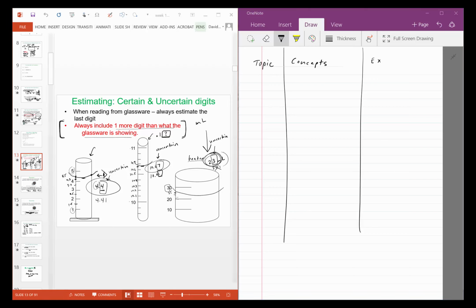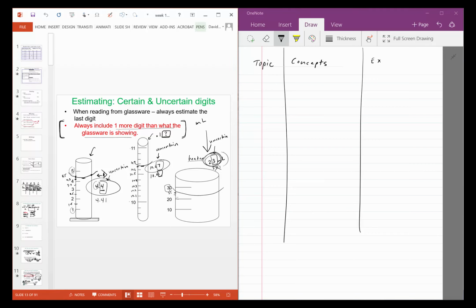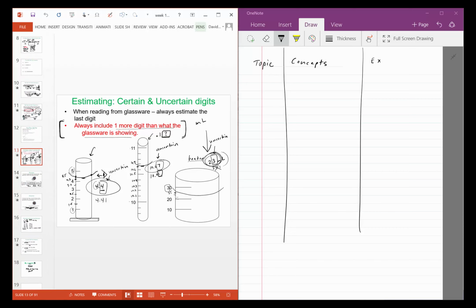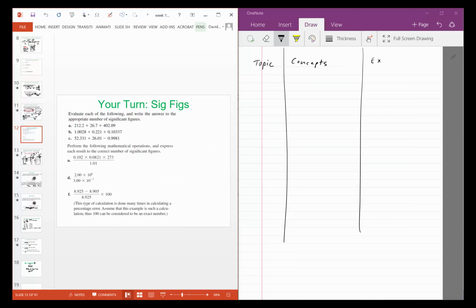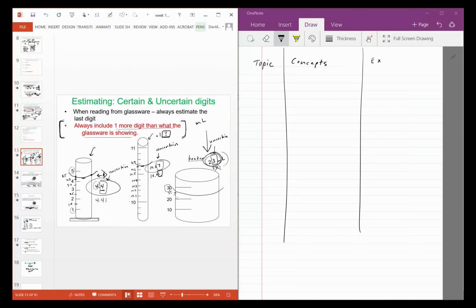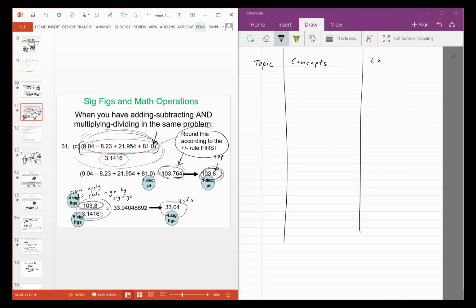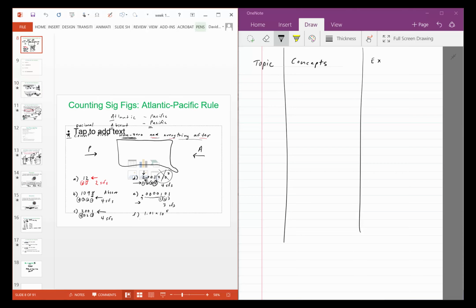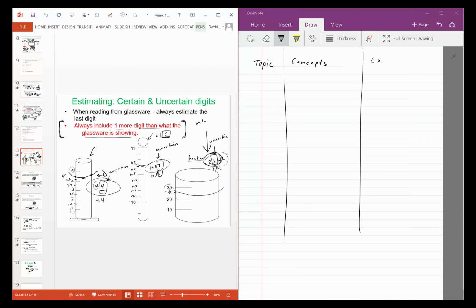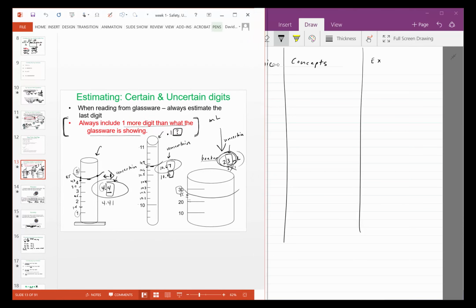So if you go in your notebook, these are my PowerPoint slides from class, and one of the first things you might see are sig figs. This is like our second day of school, I think. And so, I mean, you may not want to put these. These are just the simple rules for me. We've been doing this the whole year, right? So you don't need to recopy the Atlantic-Pacific rule, something like that. But you do want to put a topic. So I like to put here.